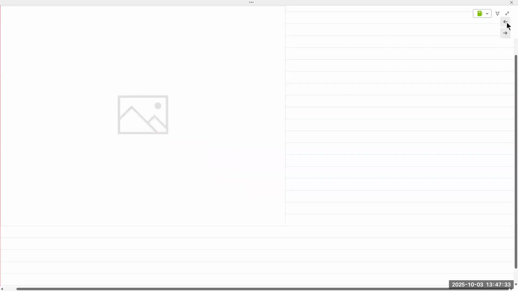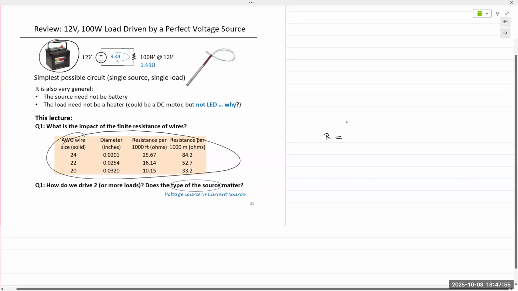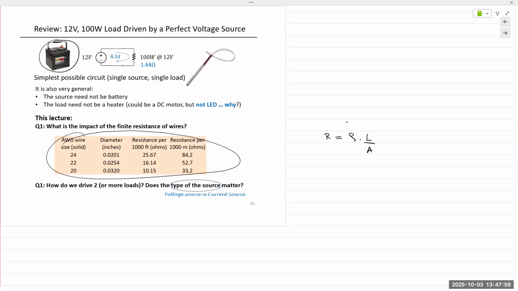On a slightly separate note, does anyone remember the definition of resistance or the equation for resistance from physics? Is this something that you have done in physics? No. Yeah. So resistance R is resistivity times length over area.